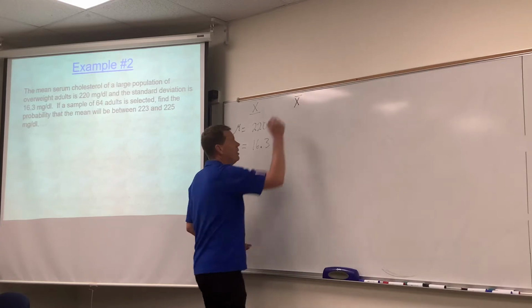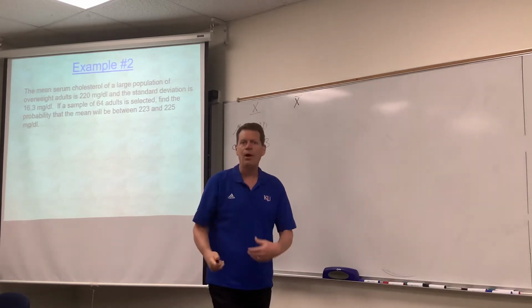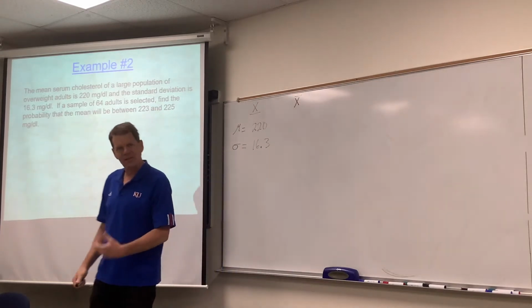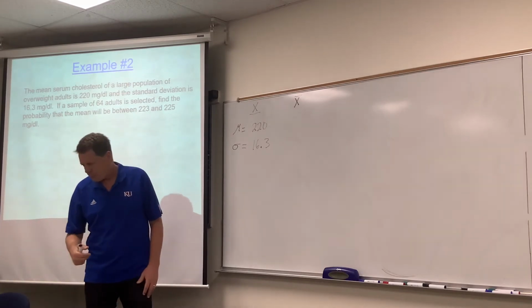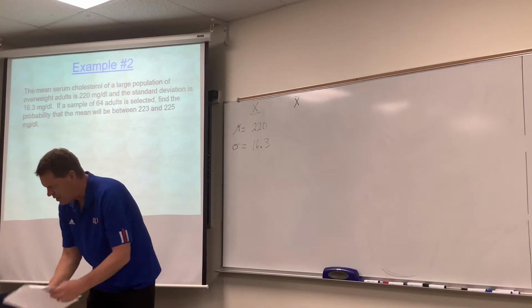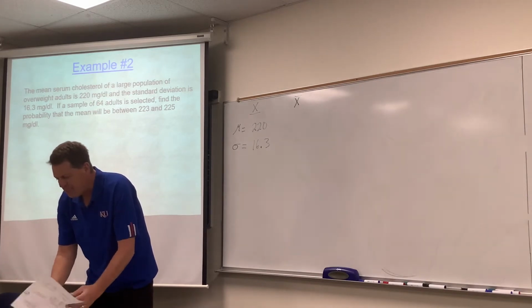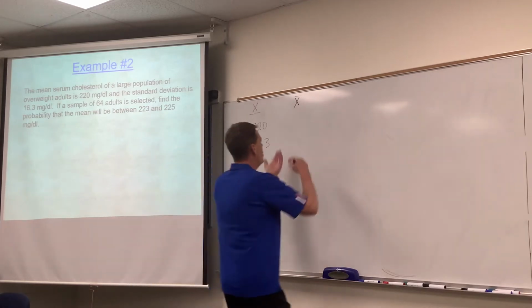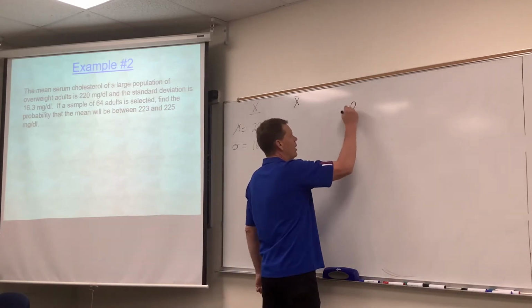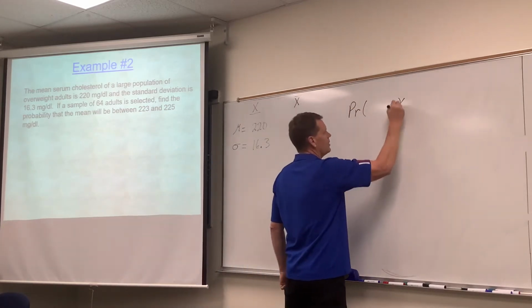Look at this. We're jumping over to the X bar, the distribution of sample means. That's extremely important to notice that. All right? So keep in mind that they sampled 64 adults. Find the probability that the mean of a sample. So here we go. We're jumping over to X bar, and our probability involves the mean of a sample.